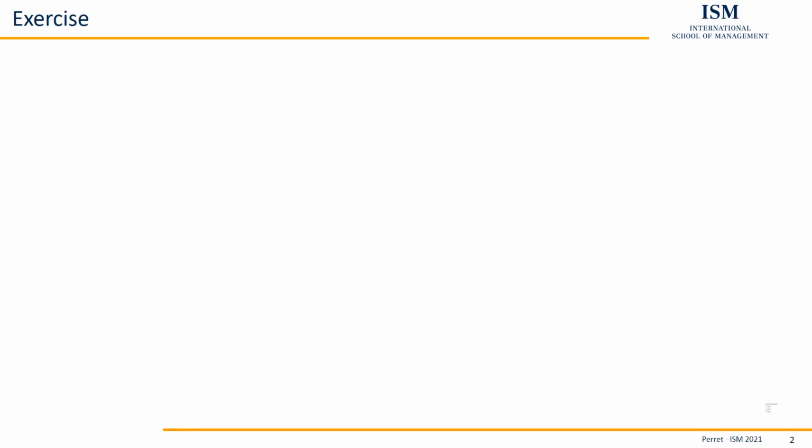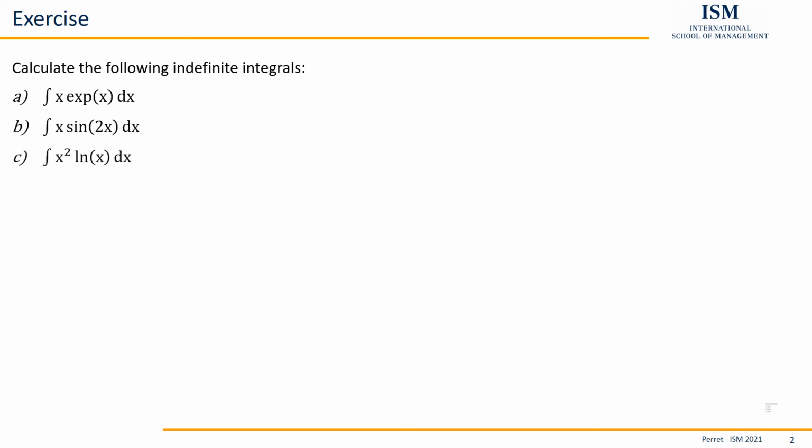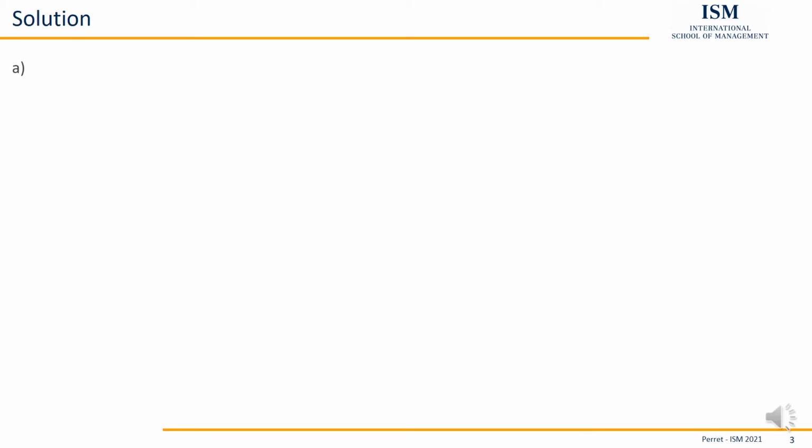Let's have a look at the exercises. Here we have: calculate the following indefinite integrals, and then we have these three examples. First off, x times exponential function of x, then x times sinus of 2x, and finally x squared times ln of x. Well, let's work our way through these three examples step by step. And we start with x times exponential function of x.